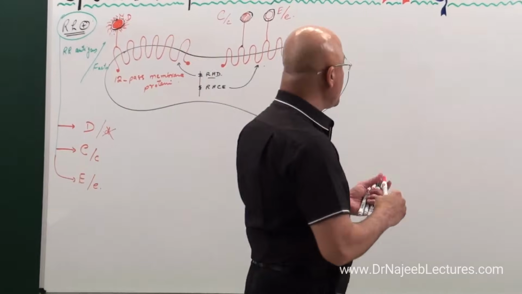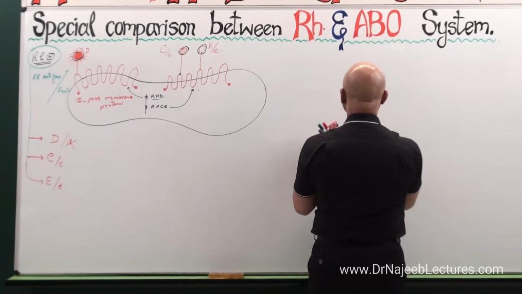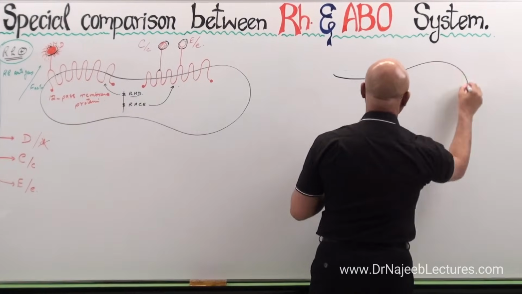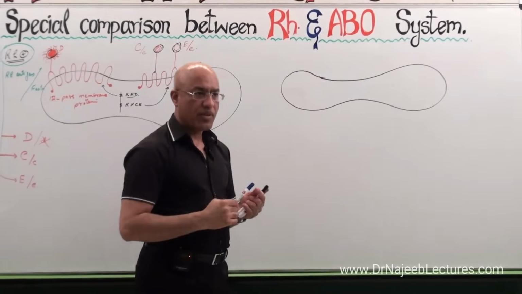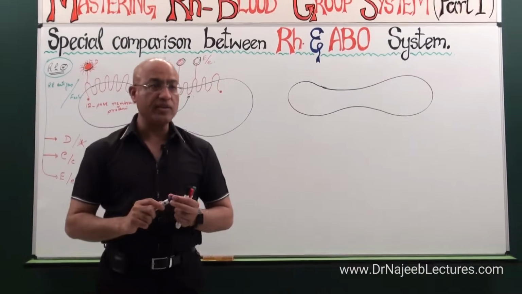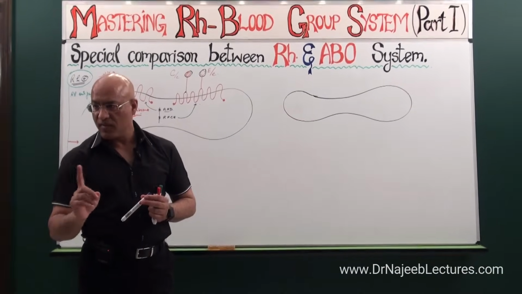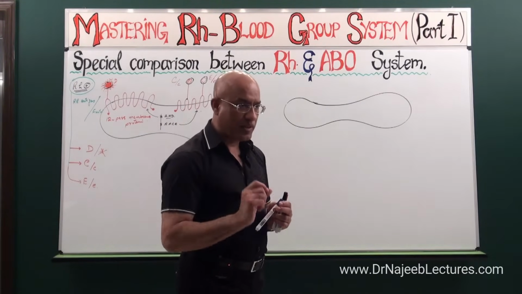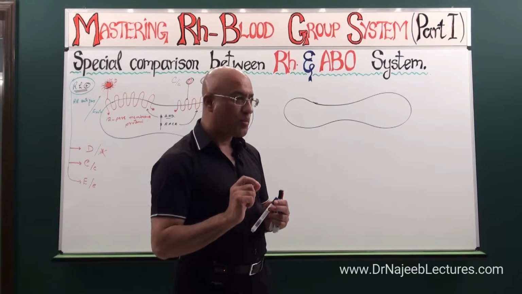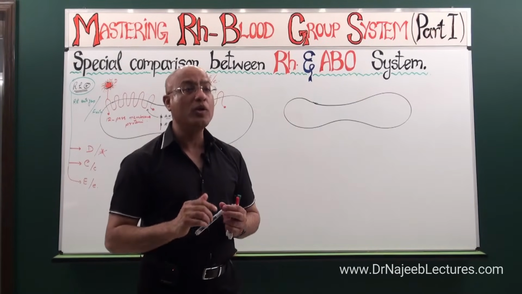Let's compare them with ABO system antigens. ABO system antigens are not proteins. They are basically carbohydrates. They are small chains of monosaccharides. Those small chains of monosaccharides are called oligosaccharides.